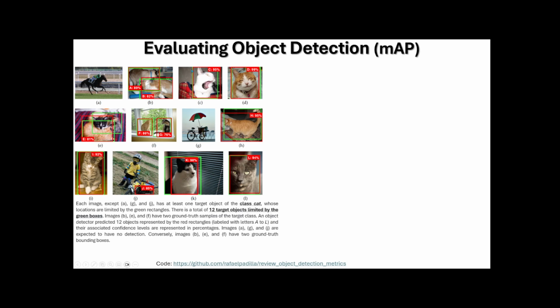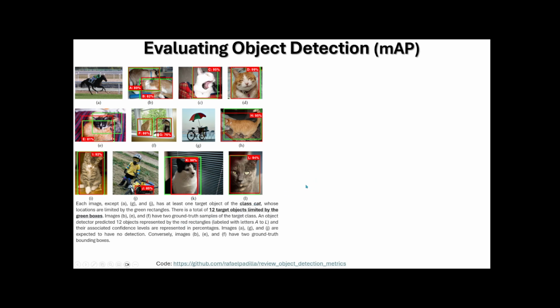So there are many predictions here. The explanation is here. The class is cat, so we only consider average precision here for the class cat. There are so many images shown here, and there is a total of 12 target objects delimited by the green boxes. Green is your ground truth. So you have 1, 2, 3, 4, 5, 6, 7, 8, 9, 10, 11, 12 green boxes. Those are your ground truth, so the total number of ground truth is 12. And then you have so many predictions.